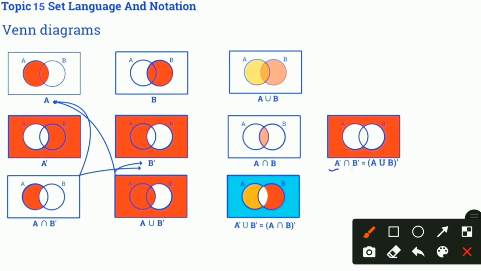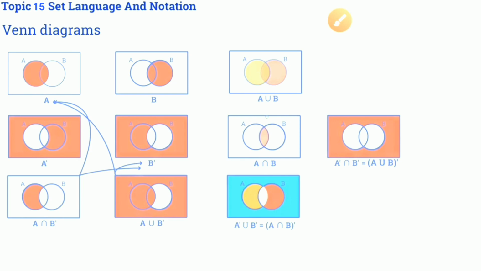And the intersection of complement of A and complement of B. Which part is the intersection? The intersection is the outside. So that's that. These are the 7 diagrams. There are more complex diagrams, but this will be helpful for you to understand.